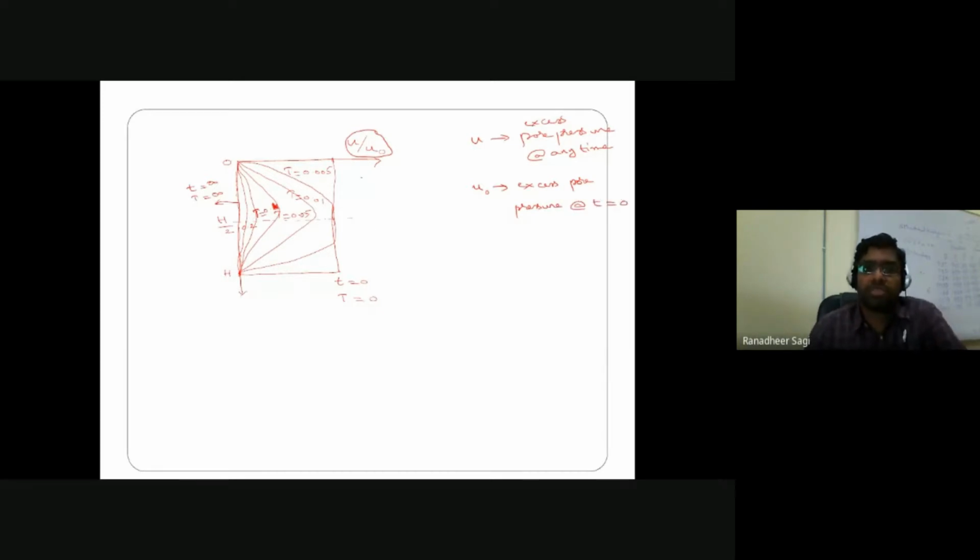So if I look at this ratio of U by U naught, I'm trying to understand how the excess pore water pressure varies with the depth of the soil sample with respect to time. At time t equal to 0, the corresponding time factor is equal to 0.